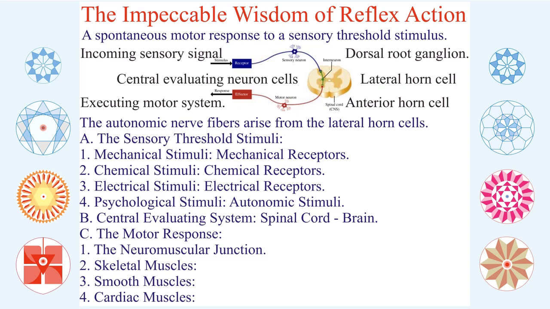Central evaluating system, spinal cord and brain, there's no doubt about it. But the motor response is again something on which I would like to throw light. In the pictures we have, it is straightaway motor neurons to effector and response. But there is a gap between motor nerves and the muscles, and that is called the neuromuscular junction. We've got to understand what happens in the neuromuscular junction between motor neurons and the muscles. And there are three different kinds of muscles: skeletal muscles, smooth muscles, cardiac muscles. And their action potential is very different. As I told you, resting membrane potential in skeletal muscle is minus 90 millivolts, whereas in nerves it is minus 70.